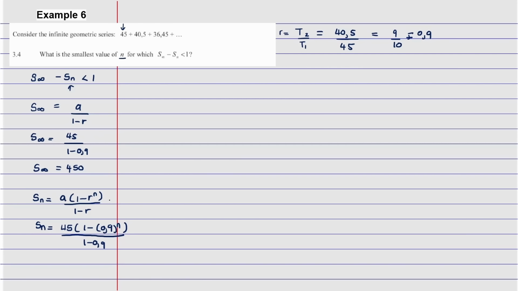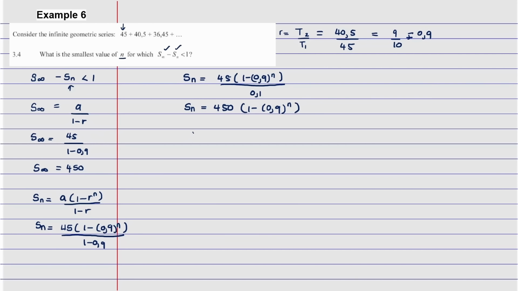So here, when we simplify the denominator, let me take it here. Sn is equal to 45 times 1 minus 0,9 to the power n, and the denominator is going to be 0,1. So Sn, take 45 divided by 0,1. Sn is equal to 450 times 1 minus 0,9 to the power n. So now you have S to infinity and Sn.